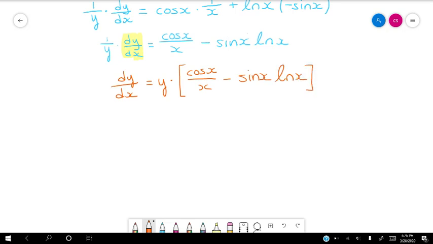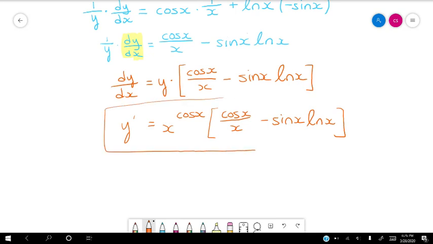Okay, and again, it's rude if we start off with a function of x and we give back y. So y is going to have to be substituted for that original function, which was x to the cosine of x, and then parentheses, and the rest of our function. Okay. And then that's our solution. That's our answer. So that's the derivative of x raised to the cosine of x. Okay, so a little bit crazy.